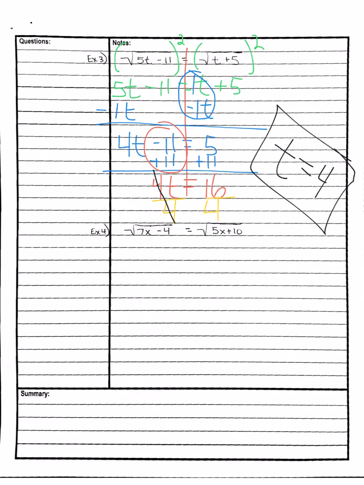So again, just going through how we can solve equations if we have radicals. And last one, very similar to the one we just did. Draw that line down the equal sign. We want to make sure we square both sides. The inverse of square rooting is squaring. And we have 7x minus 4 equals 5x plus 10.